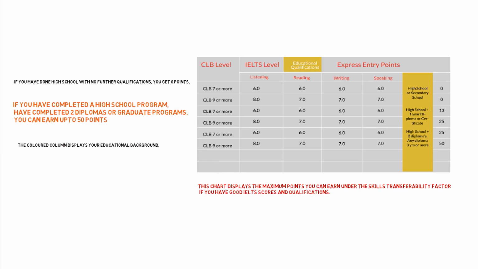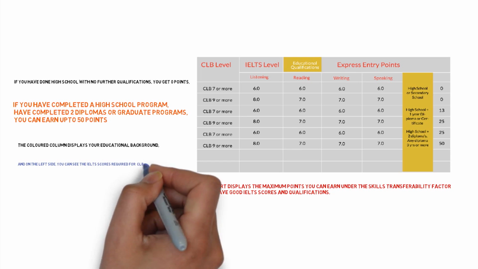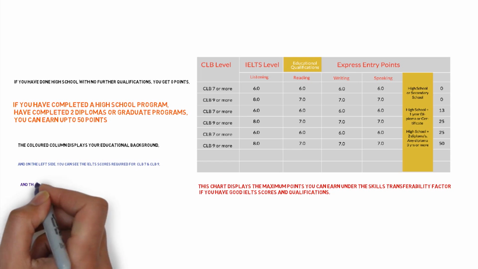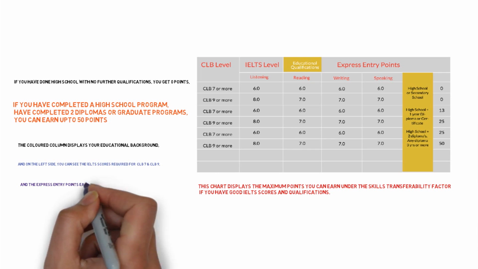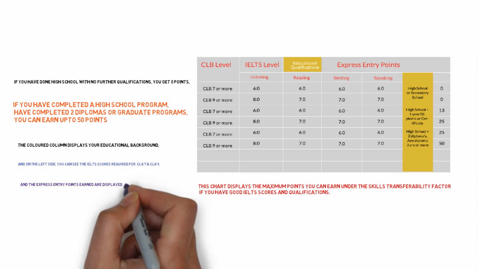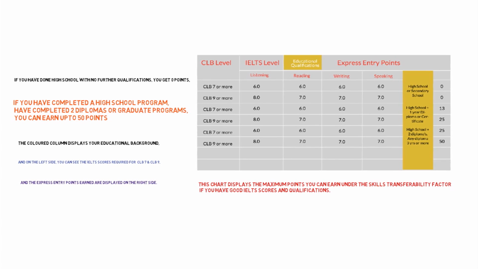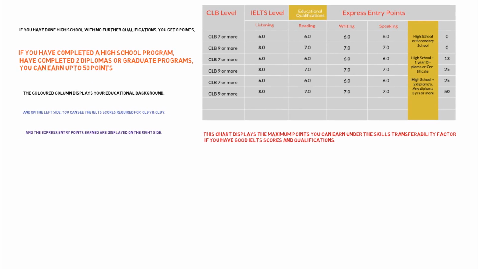The colored column displays your educational background, and on the left side you can see the IELTS scores required for CLB 7 and CLB 9, and the Express Entry points earned for those scores are displayed on your extreme right.